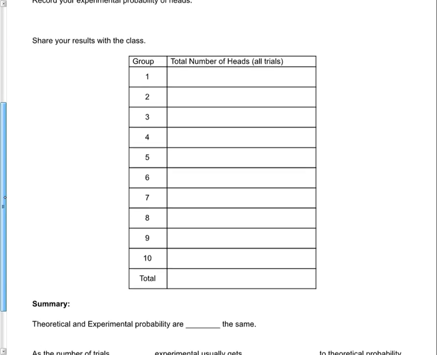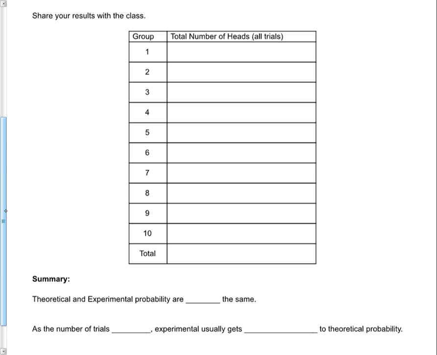So let's say hypothetically that the class gets heads a number of different times. I got heads 4 times. Group 2 got it 6 times. Group 3 got it 7 times. Group 4, 3 times. Group 5, 2 times. Group 6, 8 times. Group 7, 5 times. Group 8, 6 times. Group 9, 4 times. And group 10 got 6 times. So again, when the class does this particular experiment, you're all going to get a slightly different result.